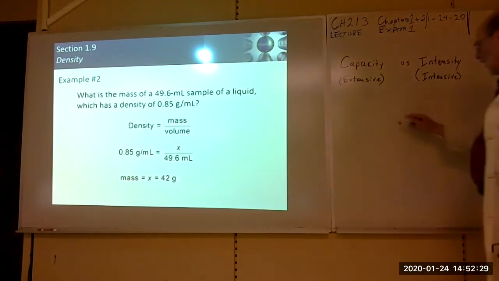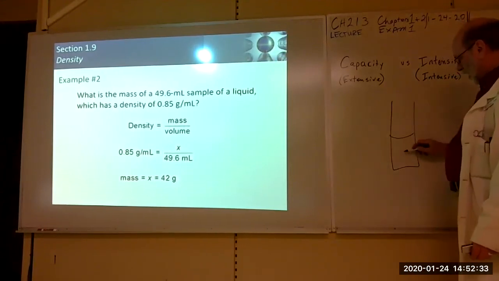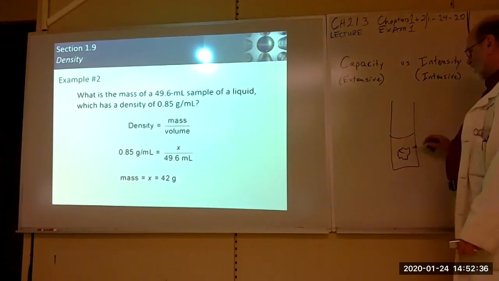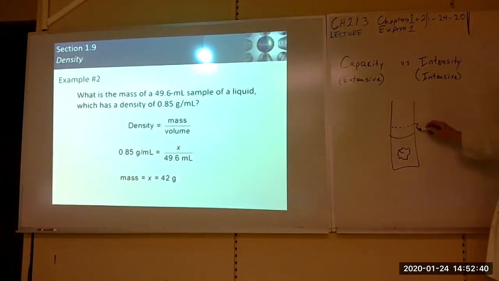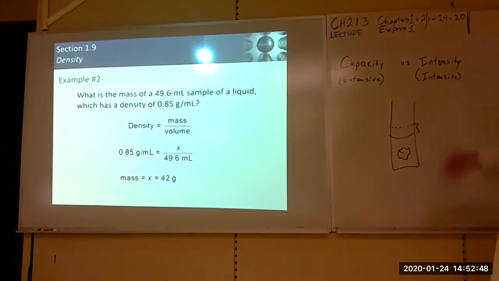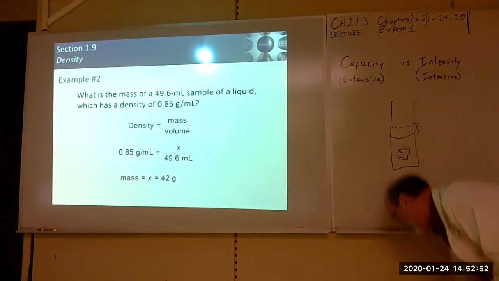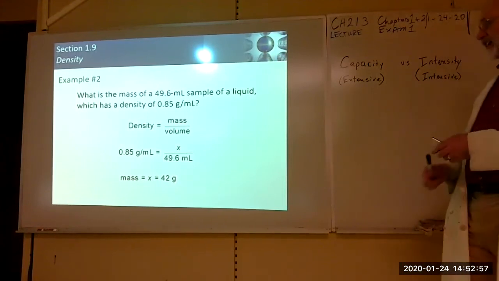So when you put it in that amount of water, and you submerge your irregular object in here, the water's going to rise, and its volume is the difference between these two. Right? And then the mass is easy. Get the mass, then you can calculate its density. But it's still an intensity factor.